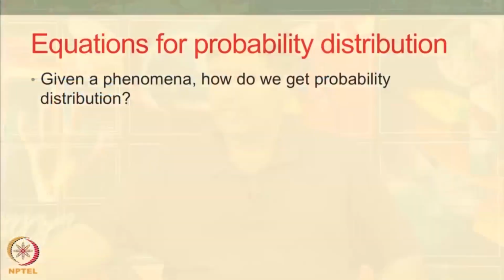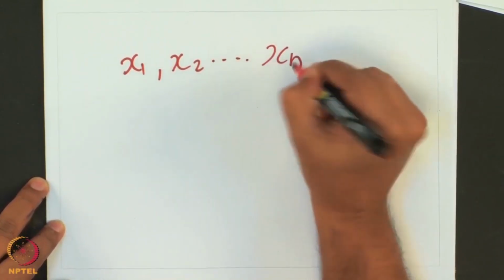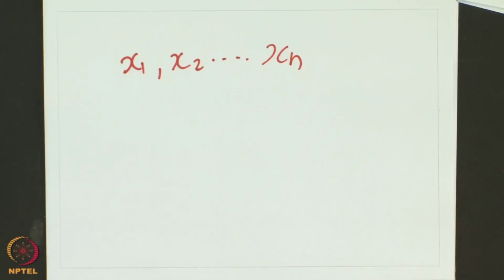Then the last part I would want to describe is equations for probability distribution. Given a phenomenon, how do we get the probability distribution? So we do various experiments, and in all these experiments we measure some quantity and we do not know what the probability distribution of that quantity is. We measure some quantity x, and we repeat it many times, x1 to xn, n measurements.